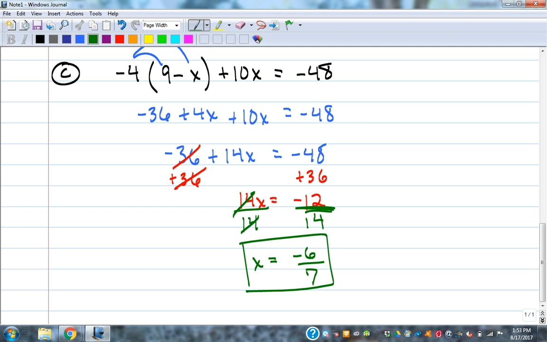Do I need to make that a mixed number? Can I make it a mixed number? No, it's not improper. The number on top's got to be bigger for it to be a mixed number needed. Okay? Number on top's got to be bigger. All right? So I think we all got the process when there's no fractions involved. That's not a problem. Okay? Let's put some fractions in there and see what it does to the problem.